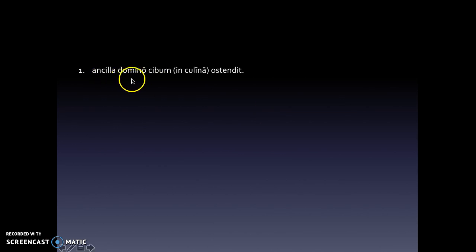Sentence number 1, Ancilla domino cibum in culina ostendit. I put parentheses around in culina. This is an ablative. It's going with the preposition, so this is a prep phrase. Ancilla is nominative, so it's our subject. Domino is our indirect object. Cibum is our direct object, it's accusative, and ostendit is our verb. So this says, the slave girl showed the master food in the kitchen. Or you could say, the slave girl showed food to the master in the kitchen.